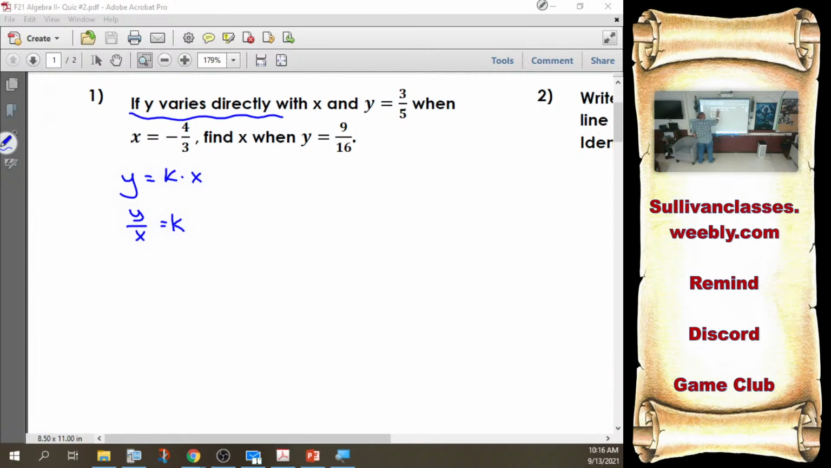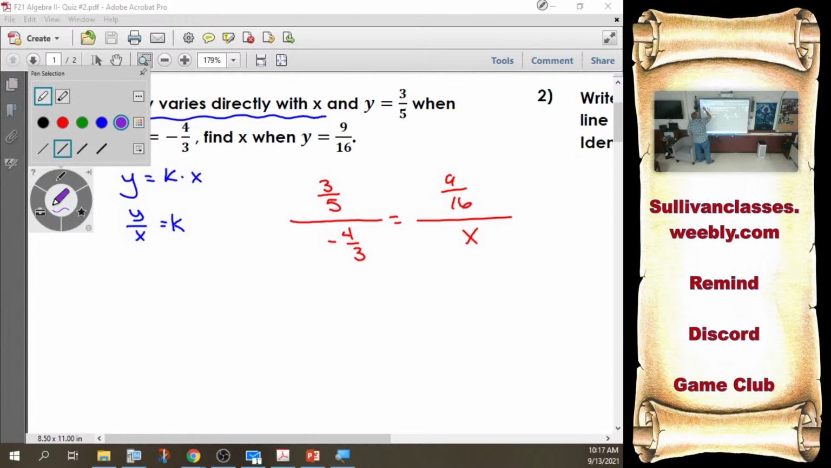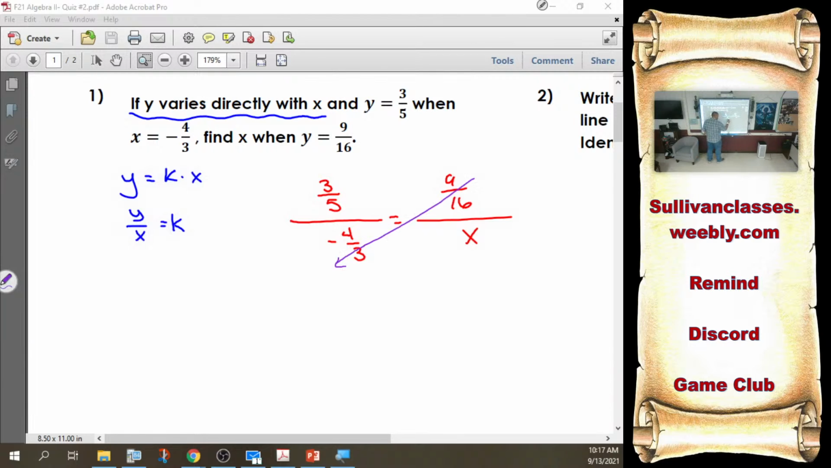So when they say y varies directly with x and y is 3/5 when x is negative 4/3, then it should equal another y and x. Be careful, I hear those are expensive. So they say y is 9/16. We said y over x, please do y over x. Find x. Multiply the 2 that line up, divide by the 1 that doesn't. Don't overthink this. Multiplying fractions. So I've got 9/16 times -4/3 divided by the one that doesn't line up, 3/5.